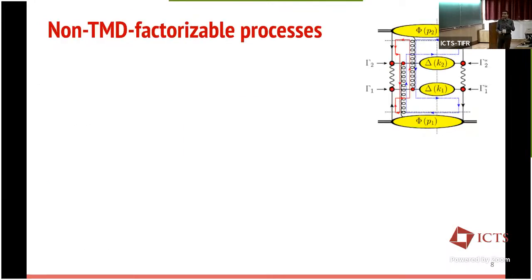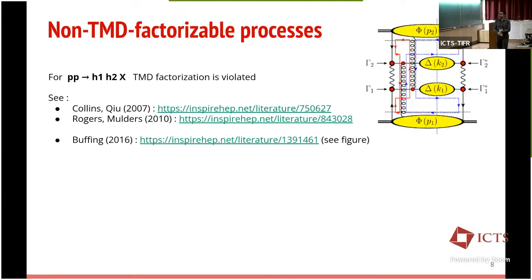Okay, so let's see examples also of non-TMD factorizable processes. If you consider a process like proton-proton collision with two hadrons in the final state, this has problems. It cannot be factorized from the point of view of TMD factorization. You can describe it from the point of view of collinear factorization. There are certainly plenty of analyses involving this kind of process on the collinear side. But in the TMD case, you cannot do it.